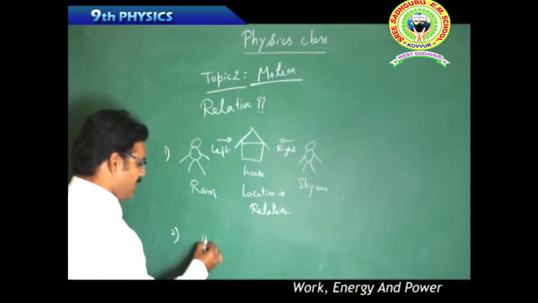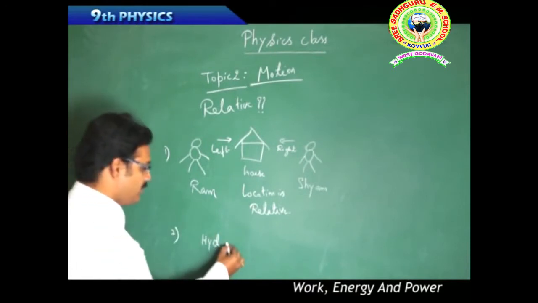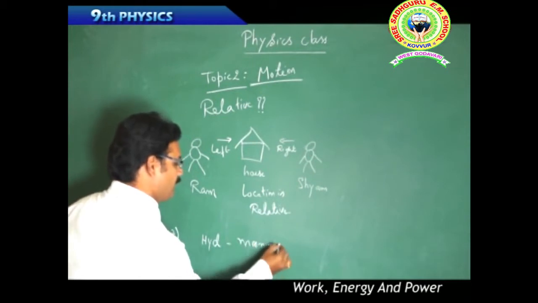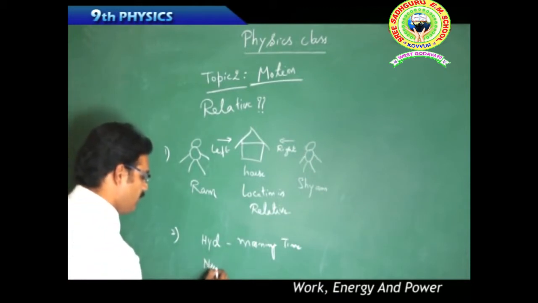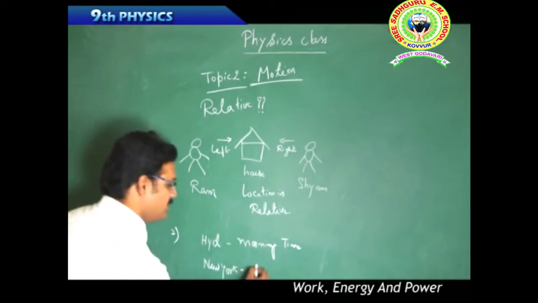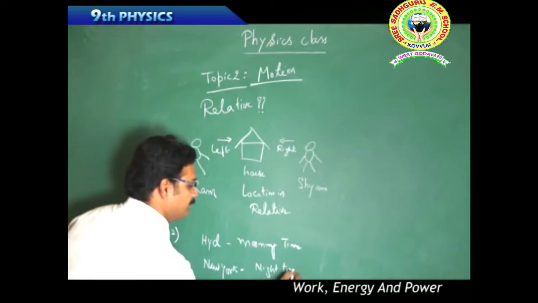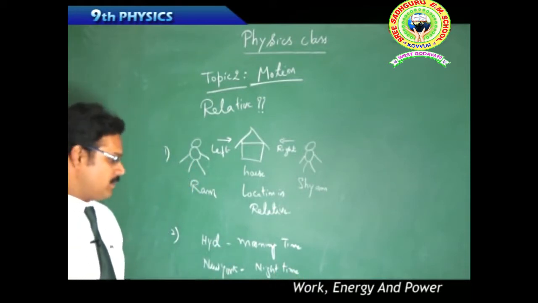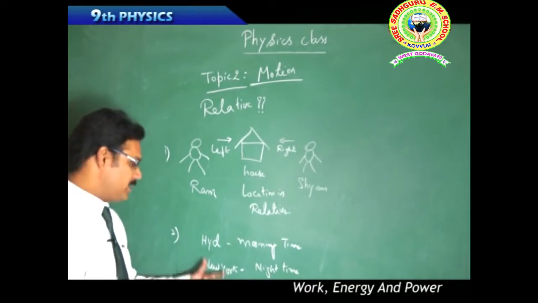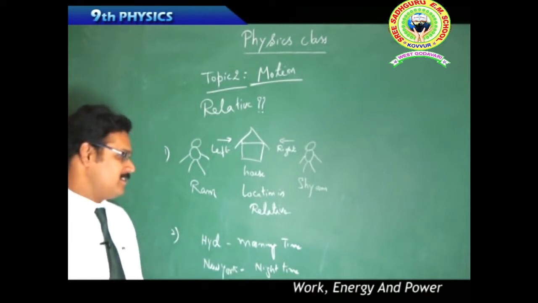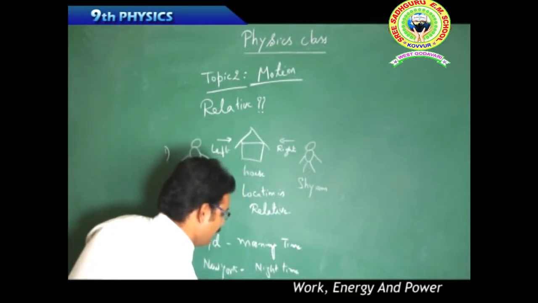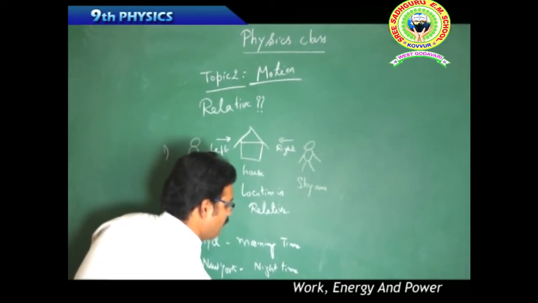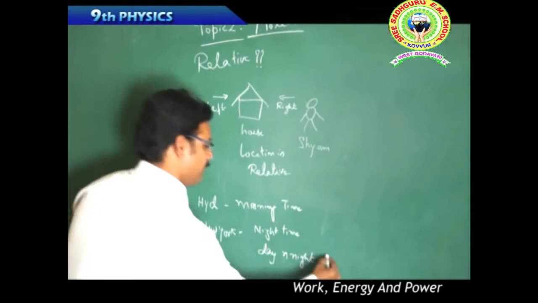Suppose we are in Hyderabad. It is morning time. At the same moment, if somebody, your friend or relative, is in New York, for him it is night time. Then who is correct here? According to Hyderabad, the morning time is correct, or according to New York, night time is correct. And the answer is both are correct, because here day and night are relative.